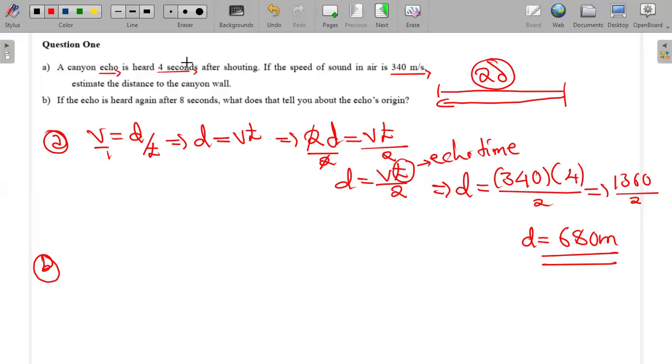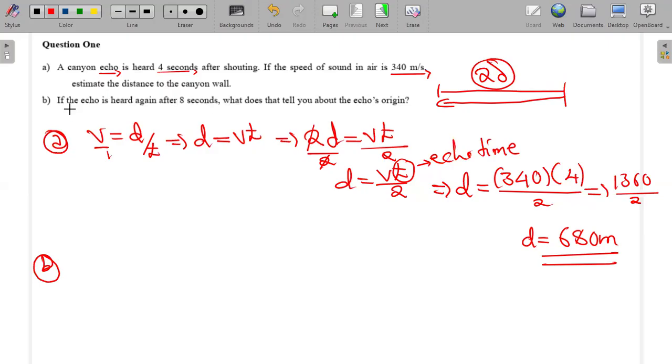That means there should be another canyon wall which is at a different distance. Remember, we've calculated that the canyon wall where the first echo was heard from after 4 seconds was at 680 meters. If you hear another echo after 8 seconds, what does that mean? It just means that there is another source of that echo, which is a different canyon wall, and that canyon wall should be further away than the first canyon wall, which means sound waves first bounce back off the first canyon wall, then others proceed to the second canyon wall and also bounce back.